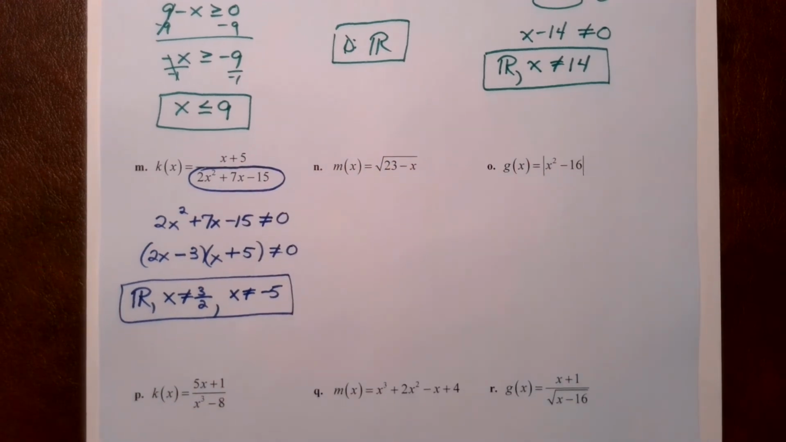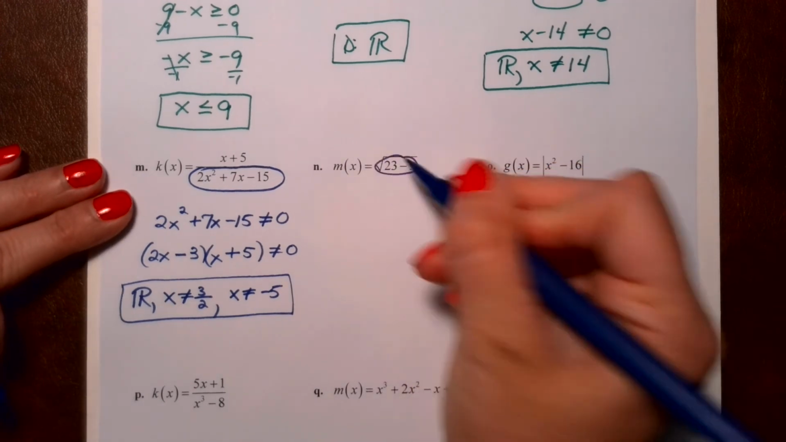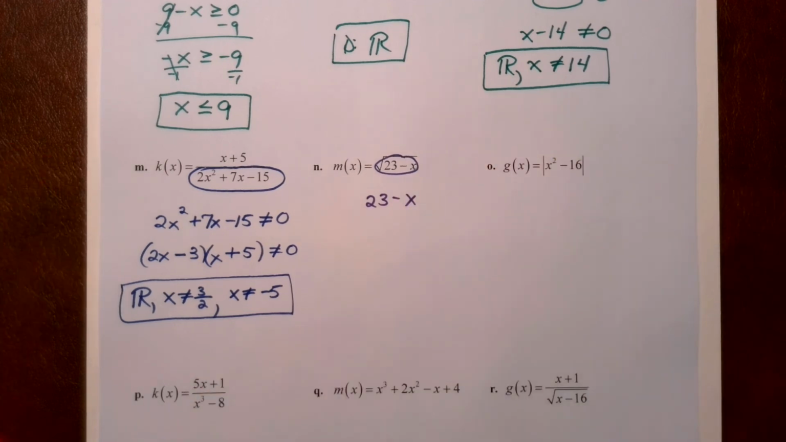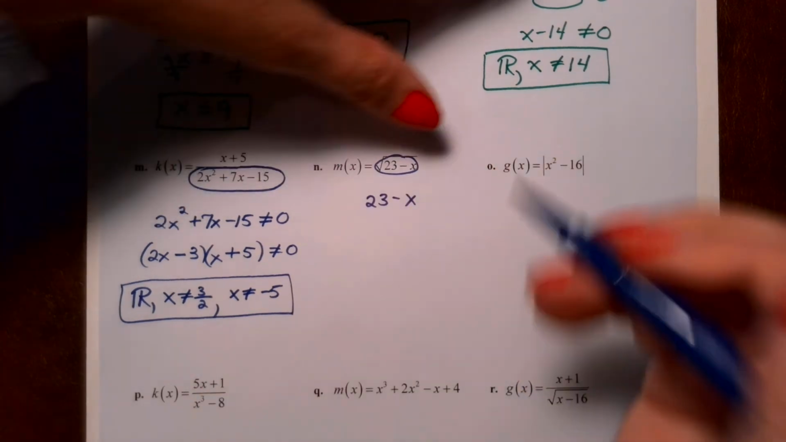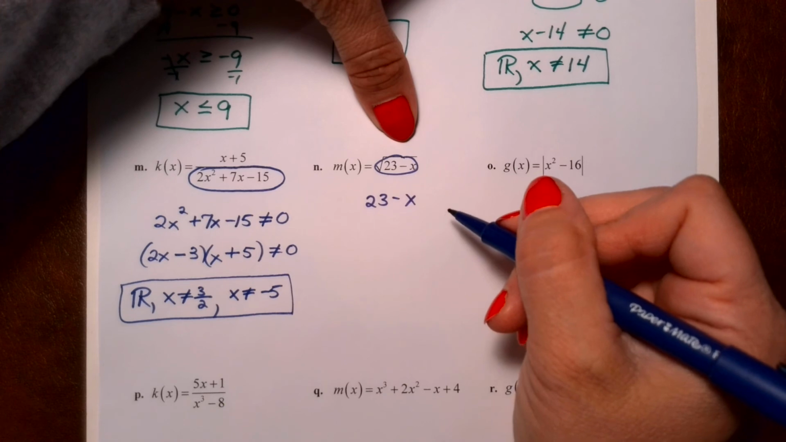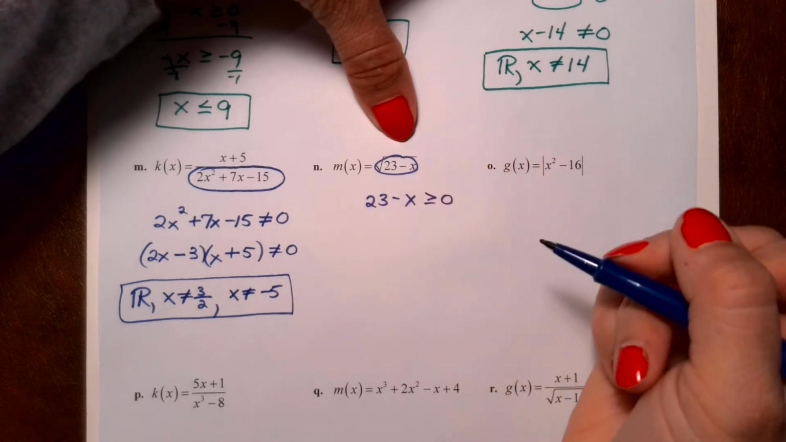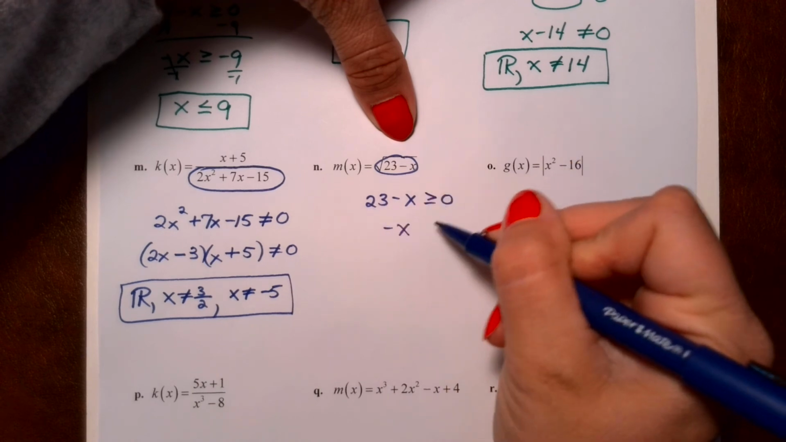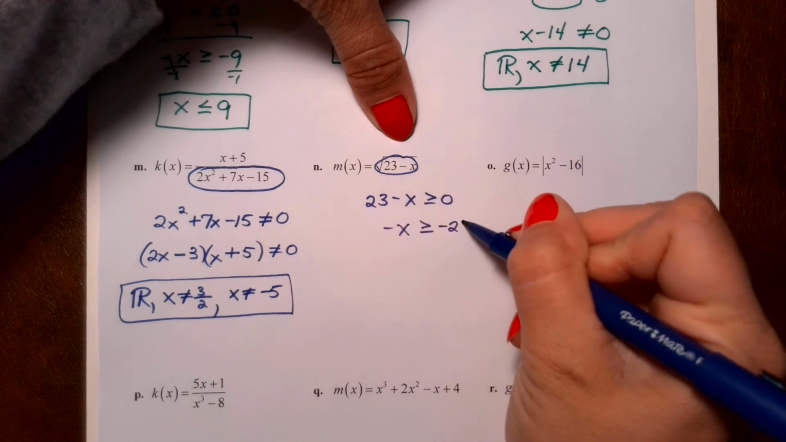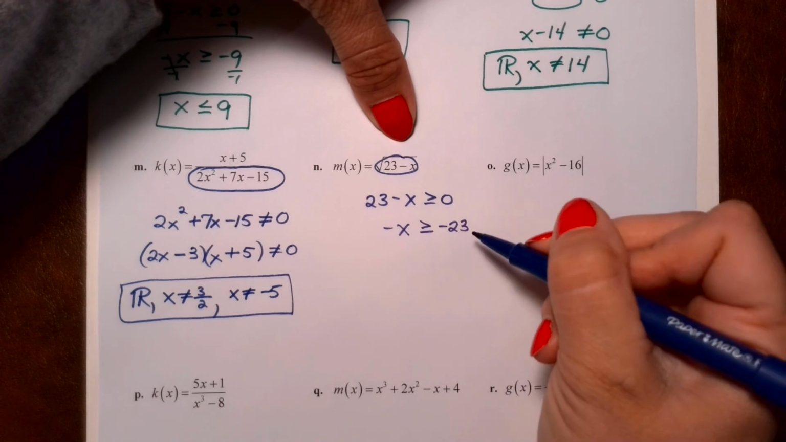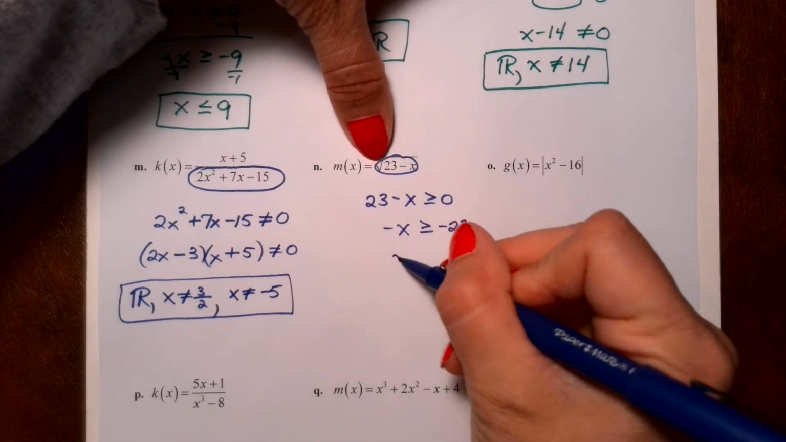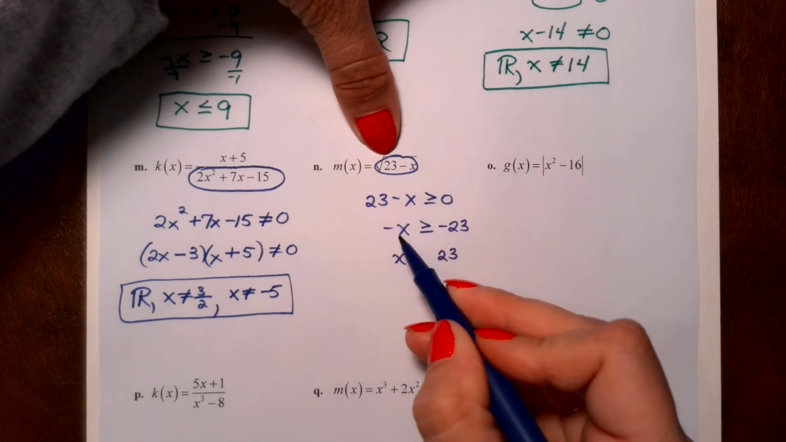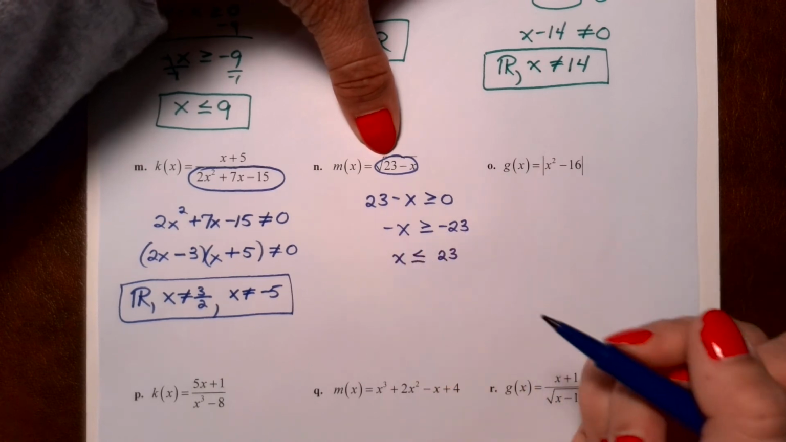Letter M. I see an expression that's in a radical. So I write down that expression, and if you are in a radical, you have to be greater than or equal to 0. Let's go ahead and subtract 23 to the other side. Now it's negative. I'll divide both sides by negative to make them both positive. But when you divide by a negative, flip the sign.